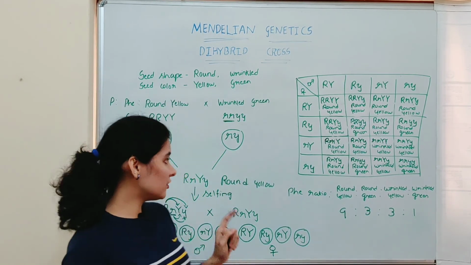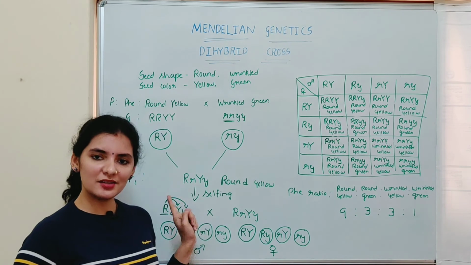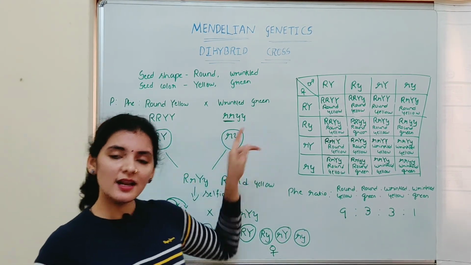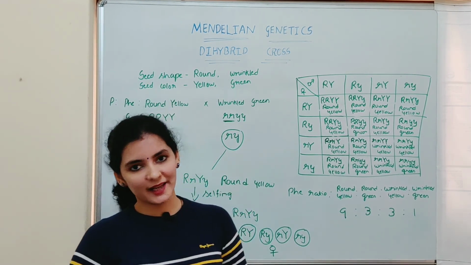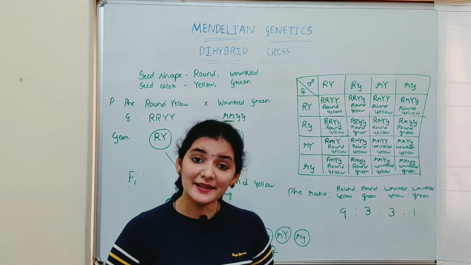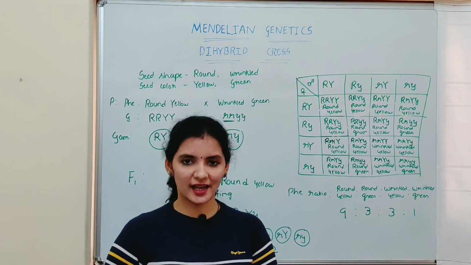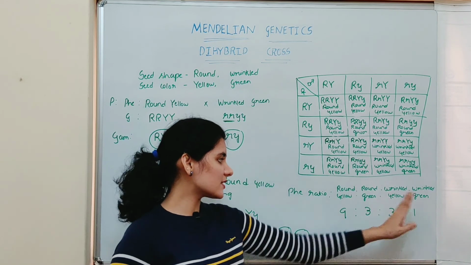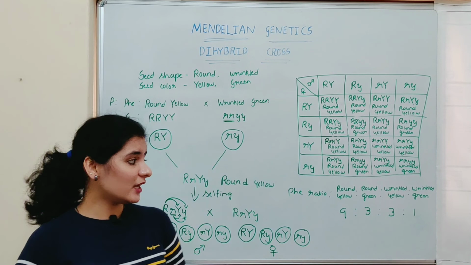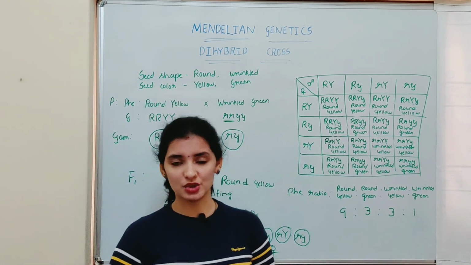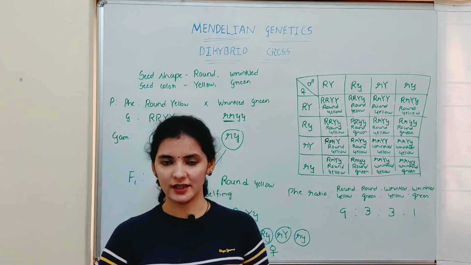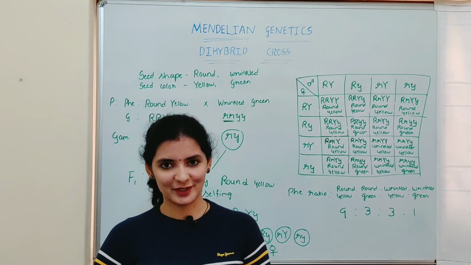So in the F1 generation, only one of the parental characters reappeared, and in the F2 generation, both the parental characters as well as two non-parental characters appeared in the ratio of 9:3:3:1. Mendel did this dihybrid cross for other characters also, and he got the same result, that is a 9:3:3:1 phenotypic ratio. So based on the result of this phenotypic ratio, he proposed a law, that is the law of independent assortment. I will discuss that law in the next video. Thank you.